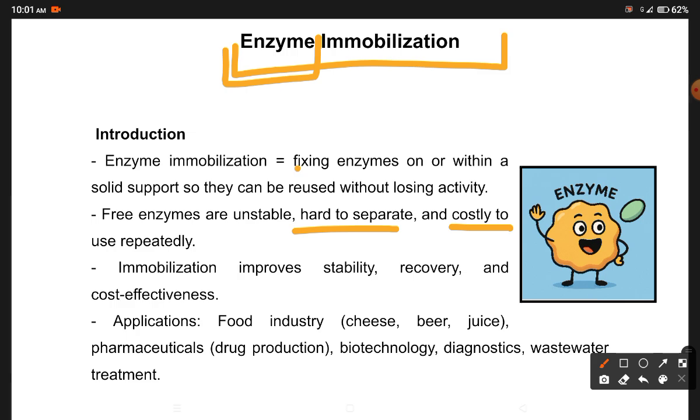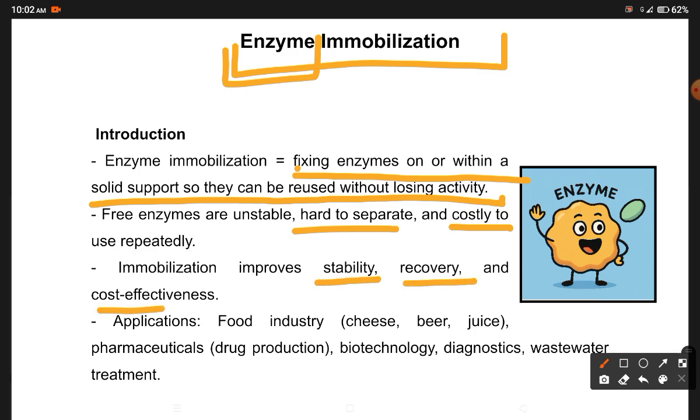Enzyme immobilization means fixing enzymes on or within a solid support so they can be reused without losing activity. To understand better, think of it like a water filter. Without a filter, dirt keeps passing into the water, but with a filter, the dirt is trapped and only clean water comes out. The same way, immobilization helps us trap enzymes in one place so that they can be used again and again and they work efficiently. As I said before, there are a lot of advantages for enzyme immobilization compared with free enzymes, because they are more stable, they can be easily recovered, and they are cost effective.